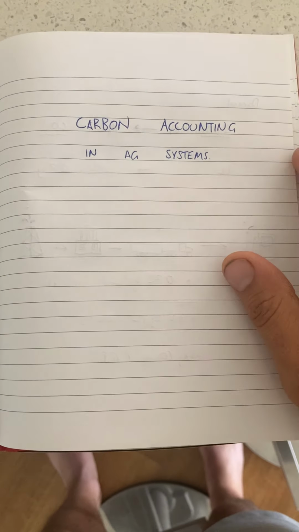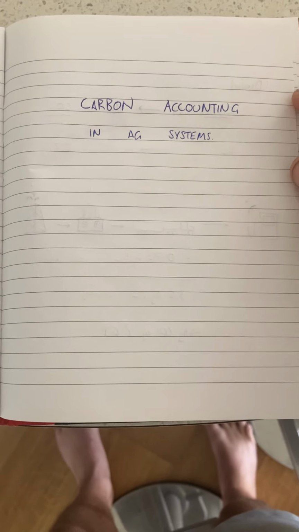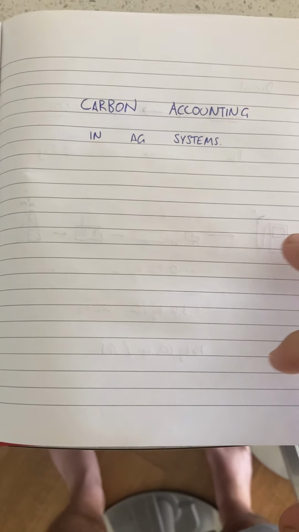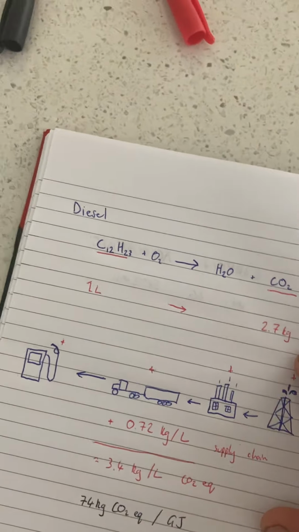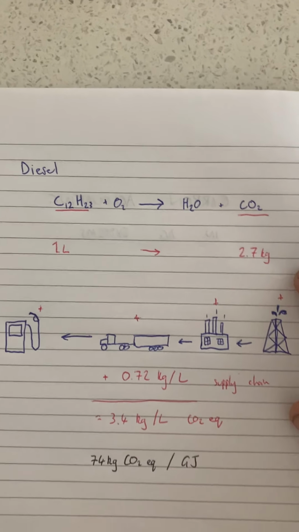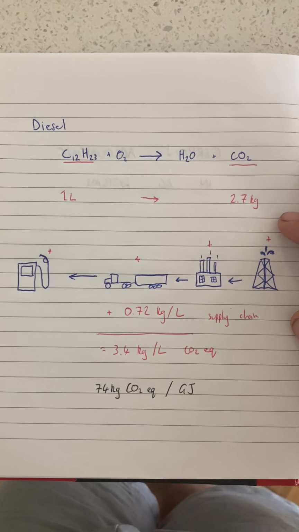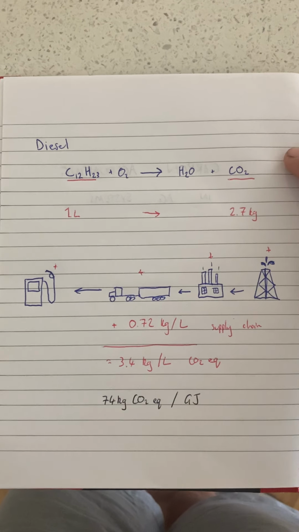G'day guys. I said I'd do another video just to explain how carbon accounting works in agricultural systems and supply chains. Just to start off, before we go to agriculture, let's look at a simpler supply chain perhaps. Let's look at, say, the carbon accounting of diesel.